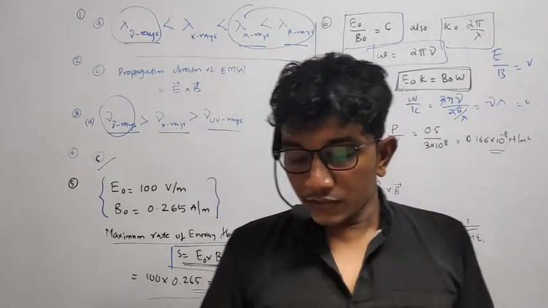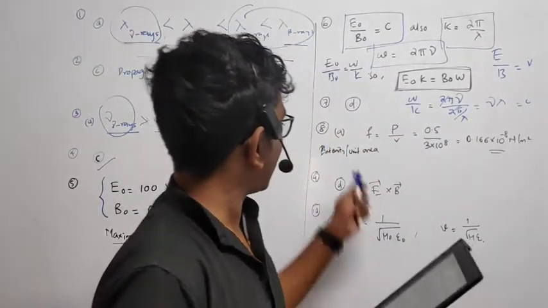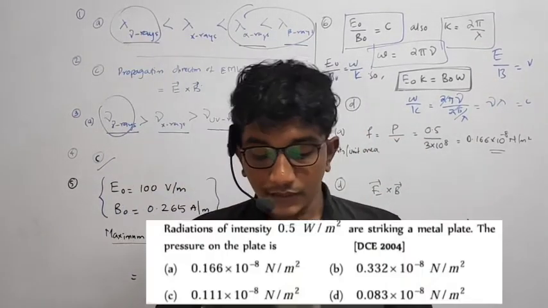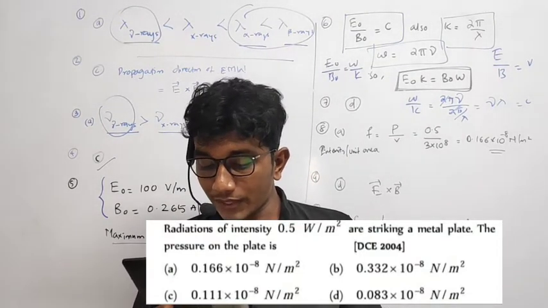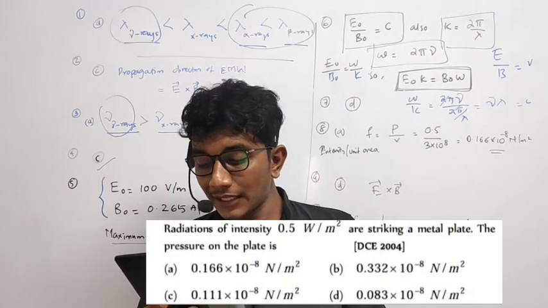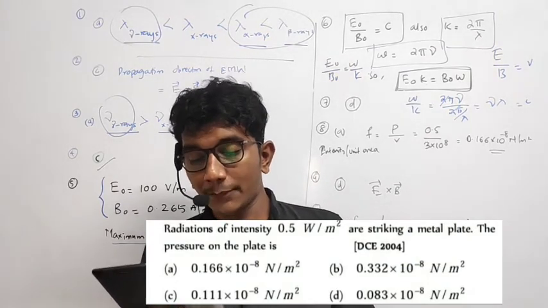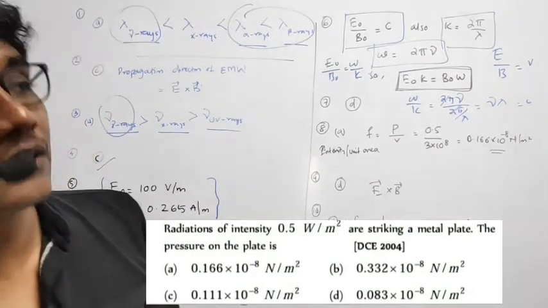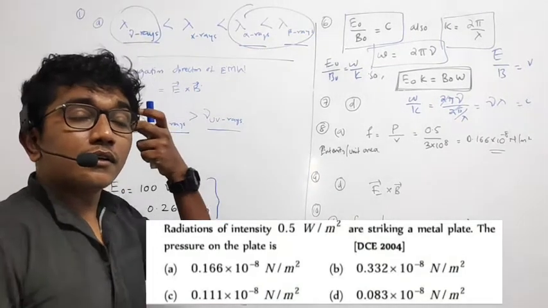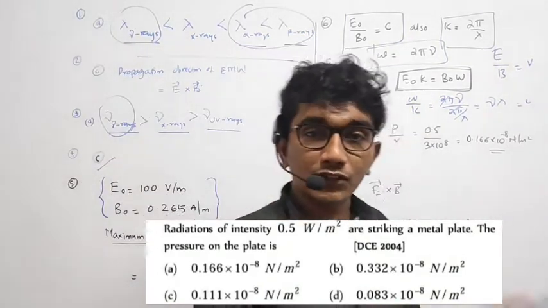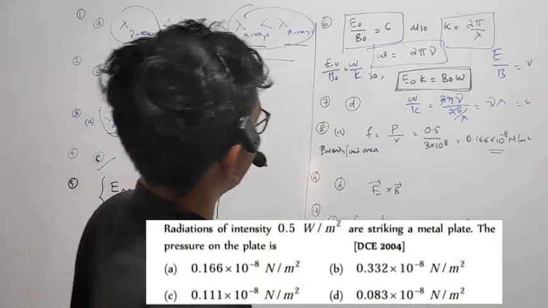Okay. So question number 8. Next is 8, right? The radiation intensity 0.5 watt per meter square is striking a metal plate. The pressure on the metal plate is, this is also we have seen, right? Pressure on the metal plate. That we have seen where? Properties of EM waves.